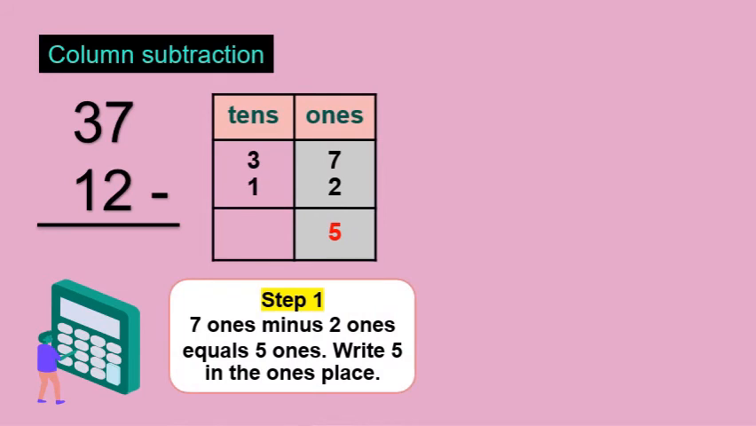First, for the minuend, 37, 3 tenths and 7 ones. For the subtrahend, 1 tenth and 2 ones. Now 7 ones minus 2 ones is equal to 5 ones. You're right. So write 5 in the ones place.